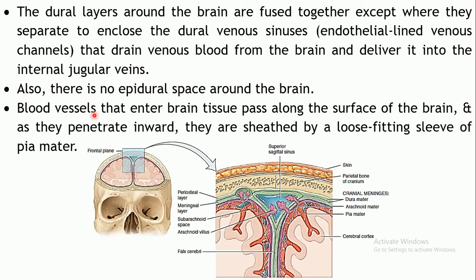Then there are blood vessels which enter the brain tissues, which pass along the brain surface. So there are blood vessels which are passing along the brain surface, and they penetrate inwards towards the brain, and they have a covering of the pia mater.